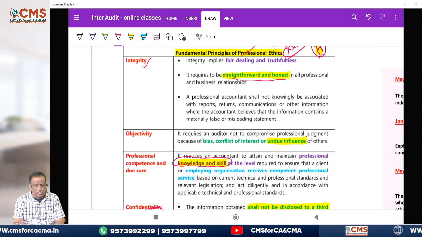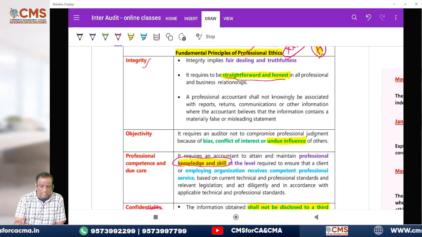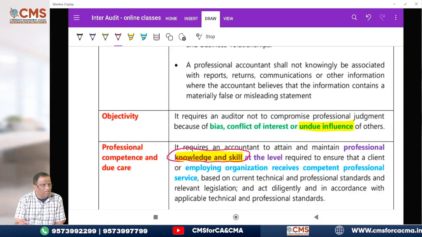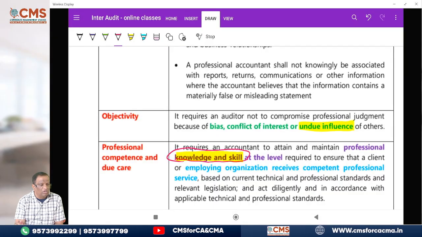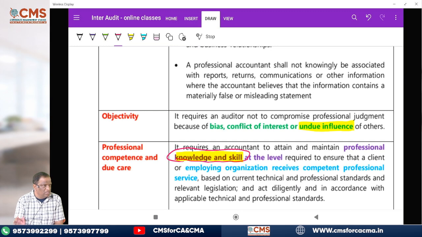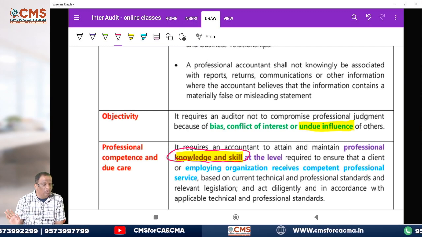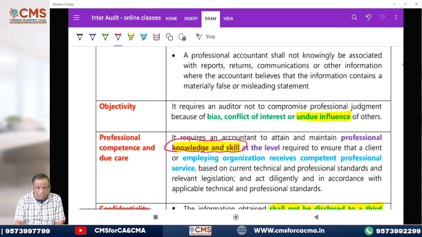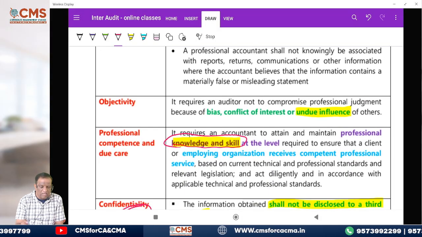As a professional, you must be straightforward and honest. Second one is objectivity, unbiased. If you take one words, you can elaborate later on. When you say objectivity, unbiased, there is no influence. You go unbiasedly, you take all decisions. Third one, professional competence and due care, where you apply your knowledge and skill based on that.